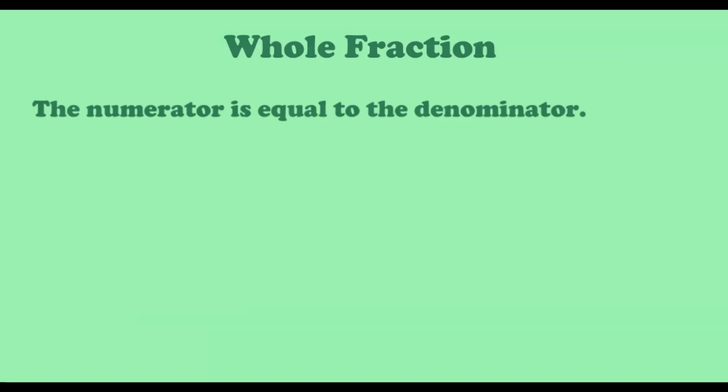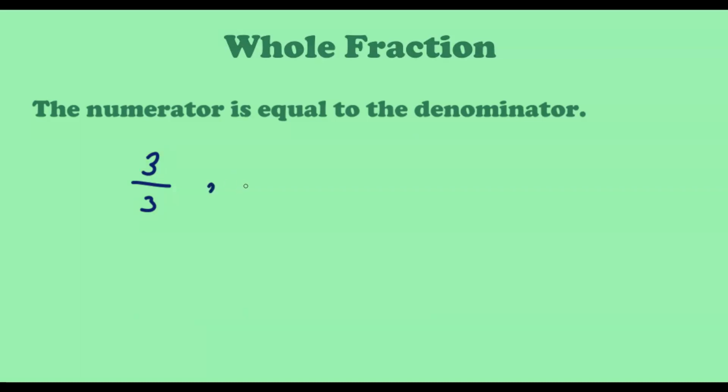Next, consider what we mean by a whole fraction. It is a special type of improper fraction, and a whole fraction is a fraction in which the numerator is equal to the denominator. So, for example, consider the fraction 3 over 3. We can see that the numerator is the number on top, that is 3, and the denominator is the number on the bottom, that is 3. They are both equal, that is, the numerator is equal to the denominator, and so 3 over 3 is an example of a whole fraction.